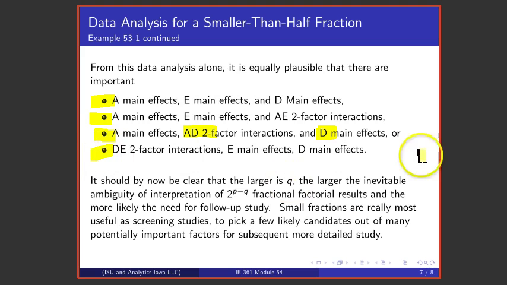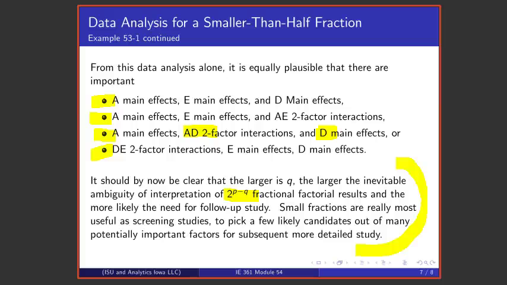And that also doesn't exhaust the possibilities. Sticking to those first 3 rows, there's also an interpretation that says that D and E and their interaction are the big actors, or the most important elements of those sums. What this begins to say to you is the smaller the fraction, that is, the larger the Q, the larger the inevitable ambiguity of interpretation of these results. You start to talk about a 1/8 fraction, a 16th fraction, and so on. You're likely, in order to disentangle everything, going to need some follow-up study.